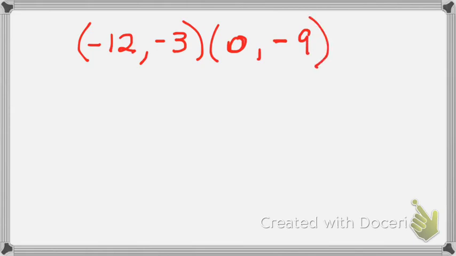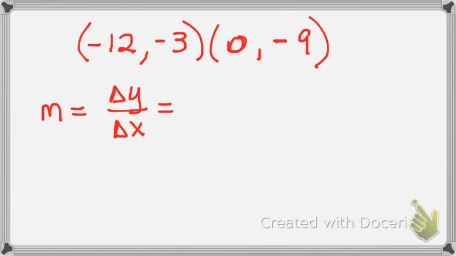There are my 2 points. So these 2 points are 2 points on a line, and I want to find the slope of the line that goes through those 2 points. So what's my formula for slope? That's if you have a graph. That's correct. But what do you do if you don't have a graph? Change in y over change in x.